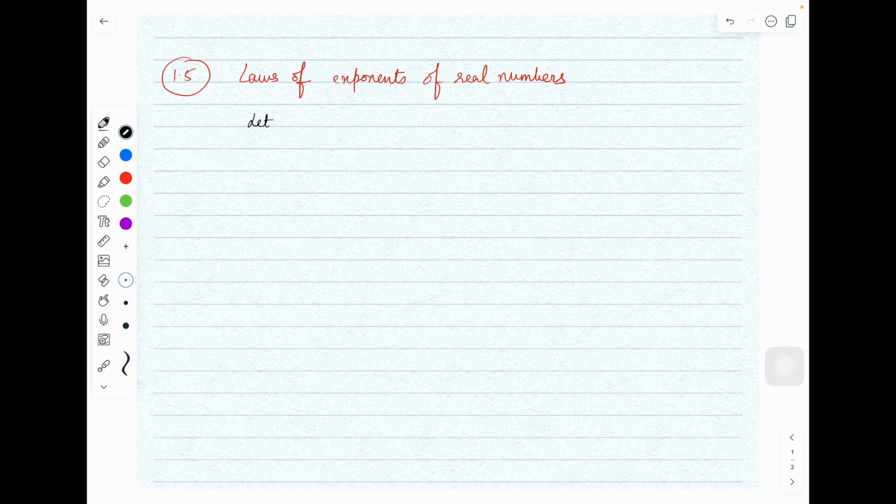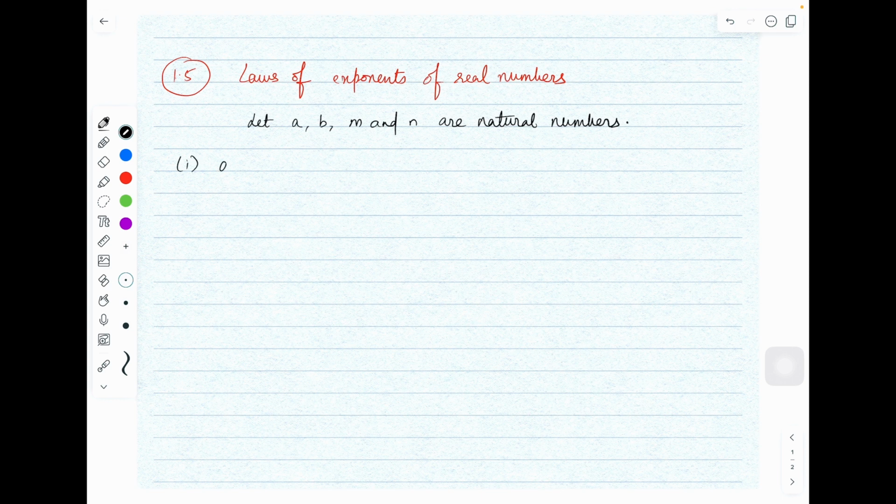Suppose we take 4 natural numbers a, b, m and n. Let a, b, m and n be natural numbers. What do those laws state? Let me write one law first.